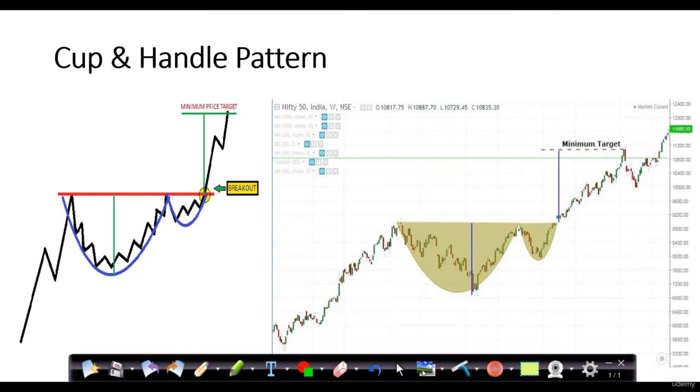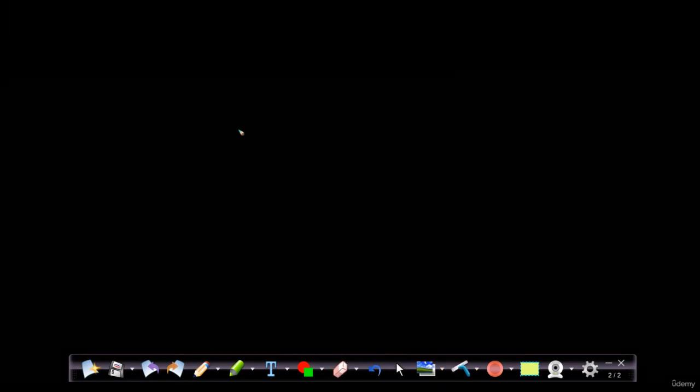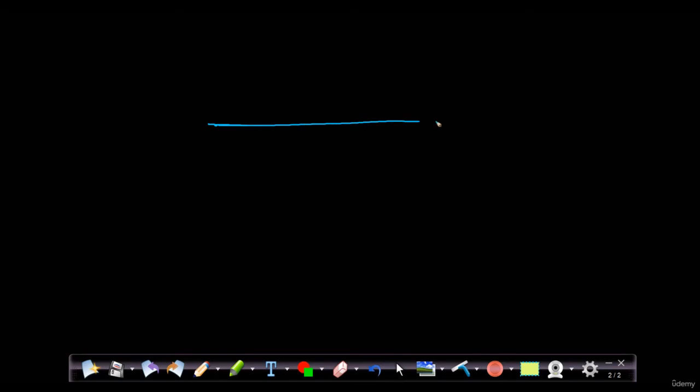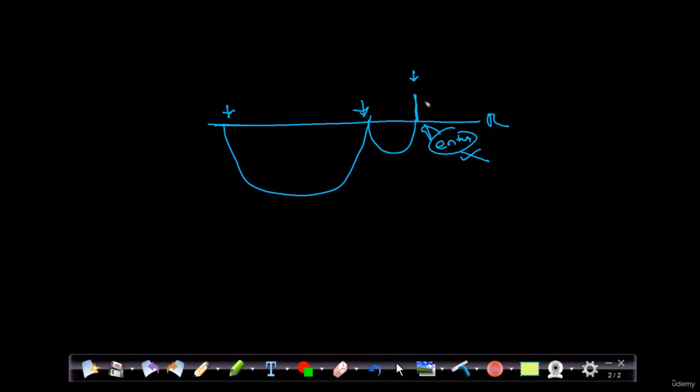So what you need to do, let's consider an example. Suppose this is your resistance line. First time selling happened here, and the market created this type of pattern. Again the second time selling will happen here, and this time the market will break this resistance. After breaking the resistance, you should not trade in this candle, and your entry must not be here. It's completely incorrect. What you need to do is wait for the retest, and after the retest you need to enter. This is your entry point and your stop loss must be below this swing. This is the correct approach to trade the cup and handle pattern.